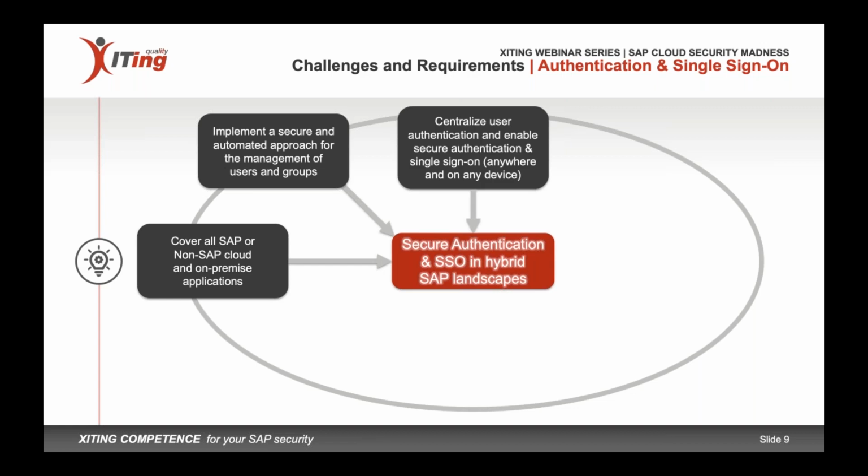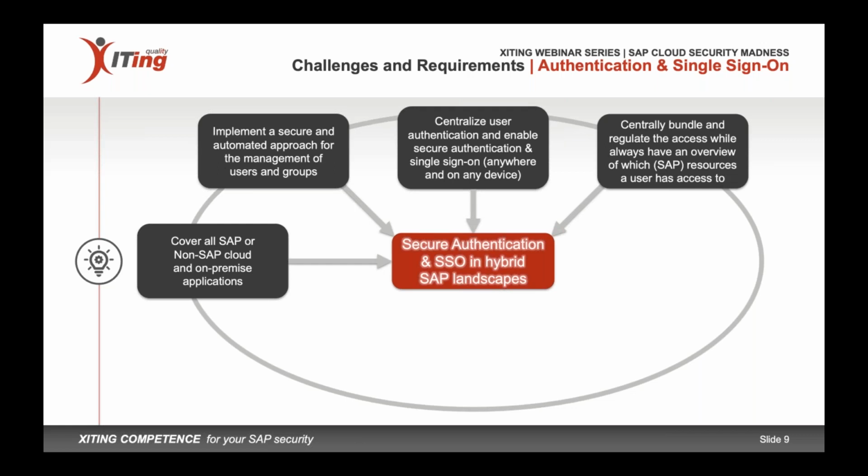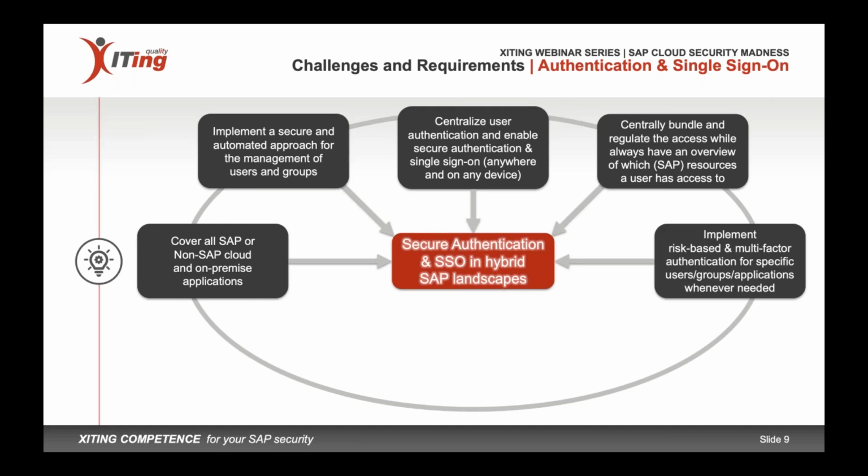Then you like to centralize the authentication. So you like to enable the secure authentication and the single sign-on for all users, meaning you centrally bundle and regulate access at a central point. That's why you need to have a central policy enforcement point, which is the identity authentication service. Also, you can implement risk-based multi-factor authentication.